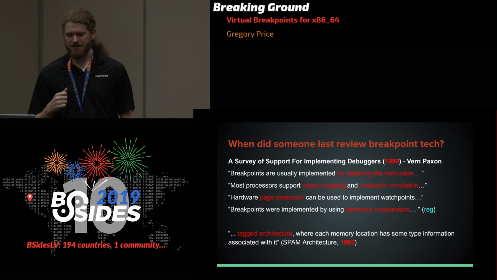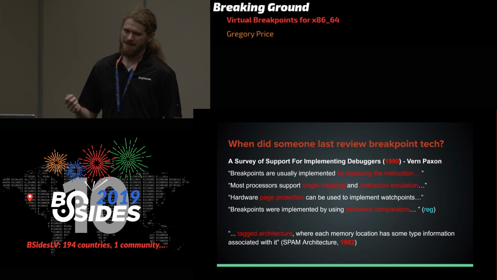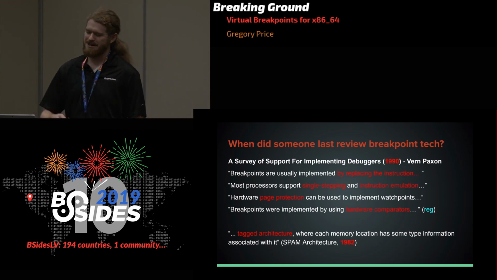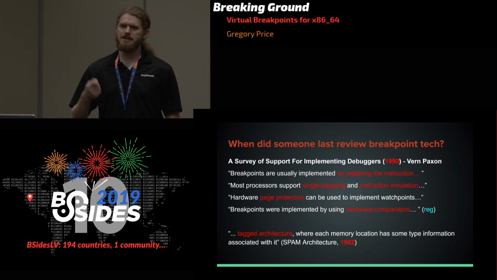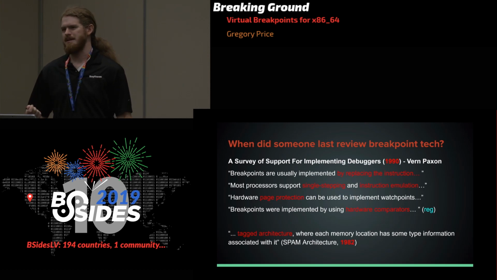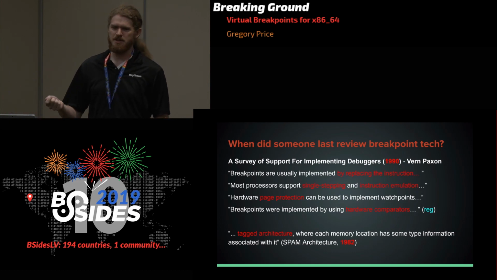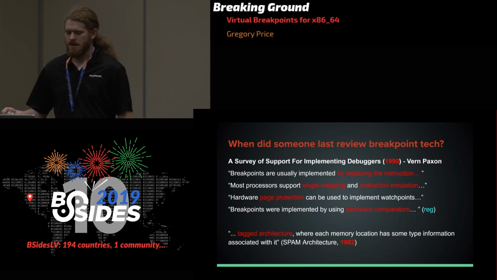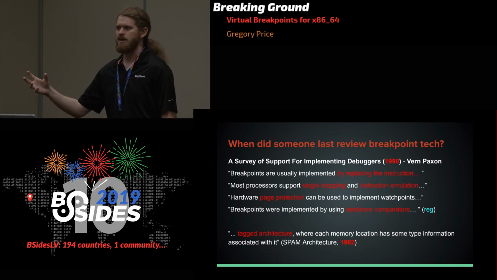And so there's this paper called A Survey for Supporting and Implementing Debuggers from 1990. I picked out some choice quotes from this where they talk about replacing the instruction and single-stepping and instruction emulation and page protection and hardware comparators. You can see that we're using the same technology that we used in 1990 to do malware analysis today. Malware analysis didn't really exist in 1990, so why are we handcuffing ourselves to the techniques of 30, 40, 50 years ago?